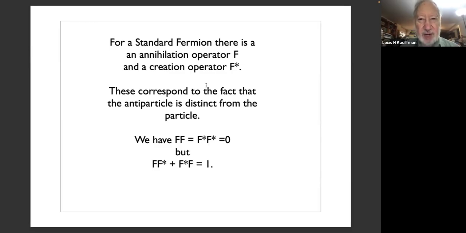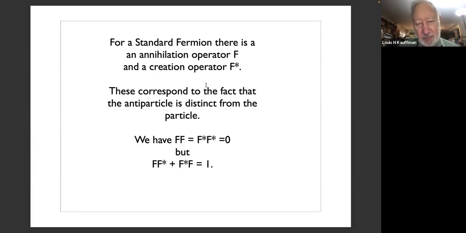For that, you need to know a little bit about the story about standard fermions and what kind of algebras they're associated with. And it turns out that associated to a standard fermion is an annihilation operator that will kill it off called F for me because of my poor alphabets in this slideshow, and a creation operator F star. And if you apply F twice, it's zero. And if you apply F star twice, it's zero. But FF star plus F star F is equal to the identity.